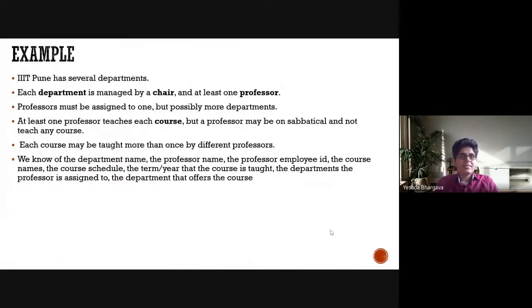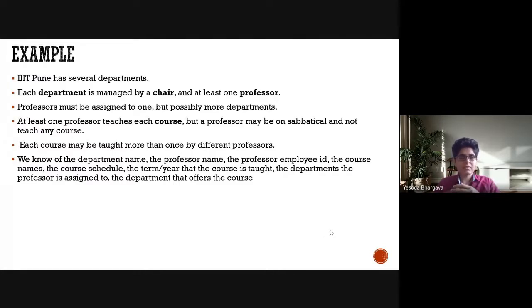So let us take an example to understand how to create a class diagram. Suppose IIIT Pune has several academic departments, and each department is managed by a chair and at least one professor. The chair is basically the head of the department, the HOD. And each department has at least one professor. Professors must be assigned to one, but they can be assigned to multiple departments also.